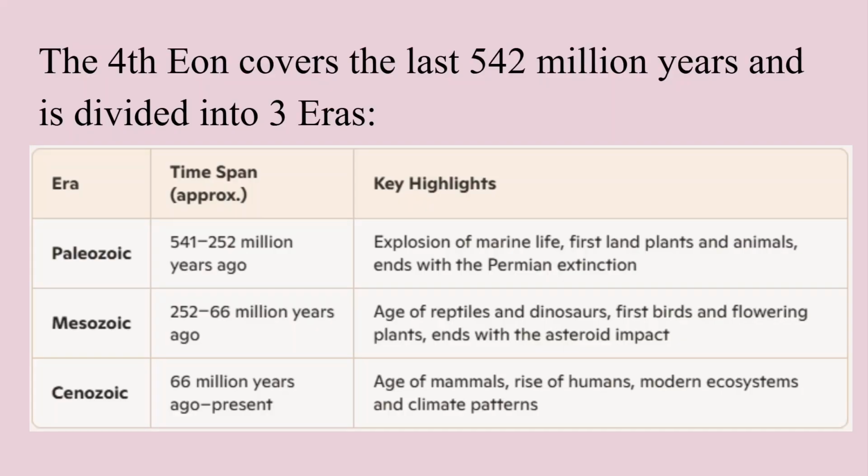Then we have this eon, and that has 3 eras within it: Paleozoic, Mesozoic, and Cenozoic. And I think those terms actually mean like old life, middle life, new life, or something like that. And you can see, the Paleozoic and the Mesozoic are pretty big. The Cenozoic's getting a little smaller, 66 million years ago to the present. And that's when you have the age of mammals and the rise of humans and modern ecosystems and climate patterns and things like that.